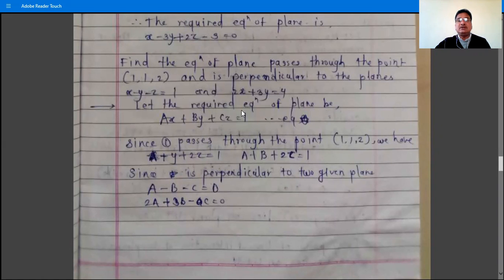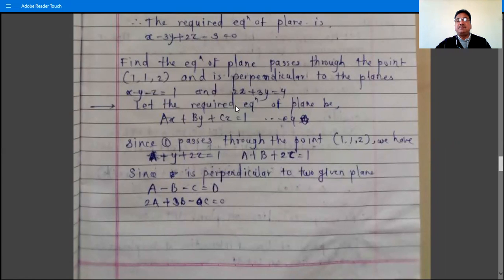Since equation star passes through the point (1, 1, 2), the point satisfies the equation. That is, substitute x as 1, y as 1 and z as 2. We have the equation a plus b plus 2c equals 1. Suppose this is equation number 1, and this is equation star.